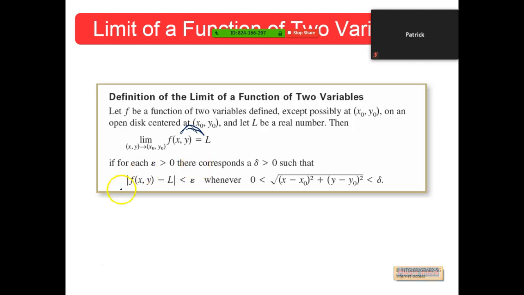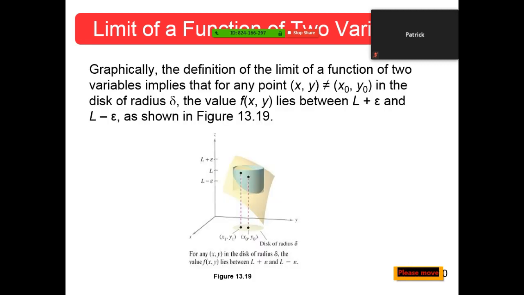This part looks exactly the same. This part here used to just say, basically, x minus x0 is between 0 and delta. Now you do the distance of the 2 points, because you've got two variables now. Okay. Graphically, the definition of a limit of a function of two variables implies that for any point x,y not equal to x0, y0, so here at the center of your disk is your x0, y0, and the function may or may not be defined there.